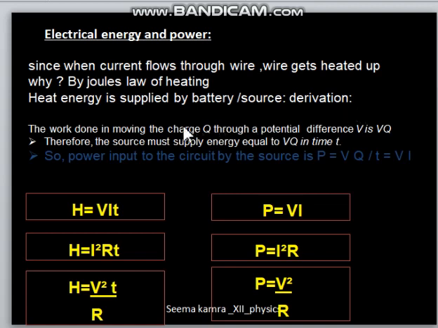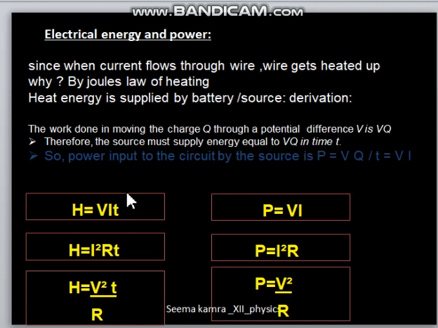In electrostatics we have studied that work done in moving the charge Q through the potential difference V is VQ. Okay, voltage into charge means the work done. That means this much work the battery does, and this is only stored as heat energy. So the heat energy formula is VQ.